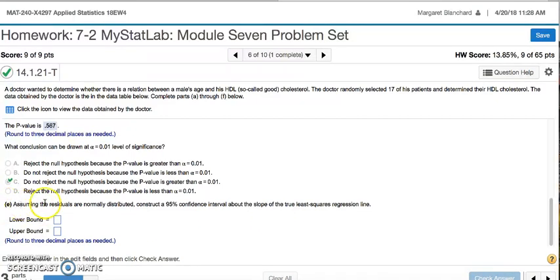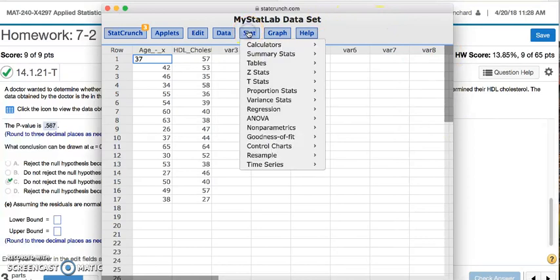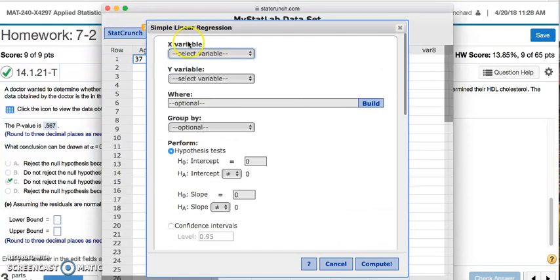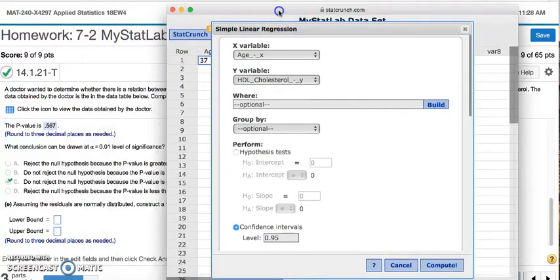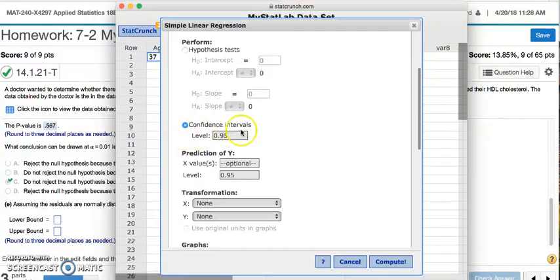So part E, assuming the residuals are normally distributed, construct a 95% confidence interval about the slope of the true least squares regression line. So let's go back to StatCrunch. I'm going to close out of this and go through the process again just to show you guys. We're going to go Stat, Regression, Simple Linear. We're going to select our X and our Y variable. And this time we're going to check confidence interval. It said for a 95% level of confidence, which is already there as the default, so we can leave that alone. Click Compute.